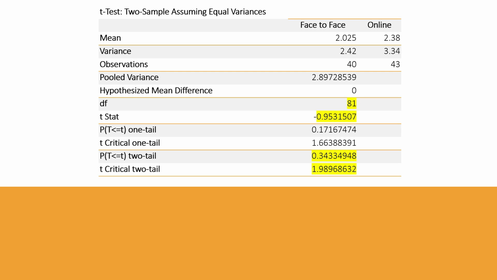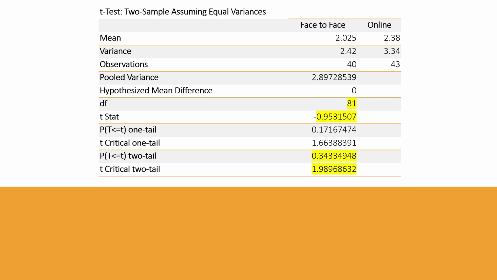As you can see, our degrees of freedom is 81, so our population was 83, so n minus 2, that gave us an 81. And our t-statistic, we can see that if we take the absolute value of the t-stat, so 0.958 positive, we can see that it falls within that t critical two-tailed value. So that indicates that there is no statistical or significant difference between the 2 modalities.